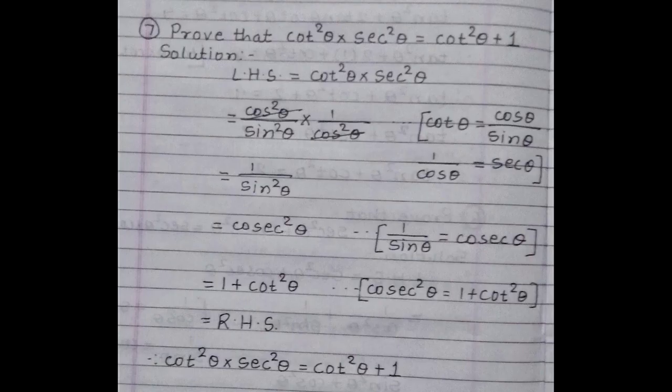Question number 7. Again prove that cot square theta into sec square theta is equal to cot square theta plus 1.